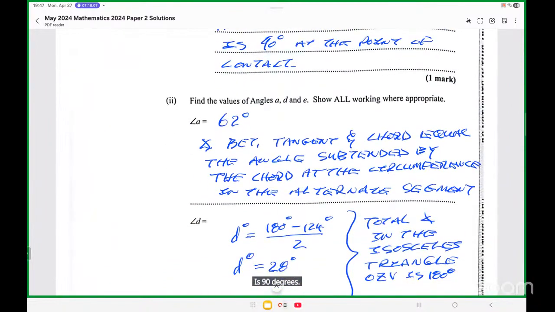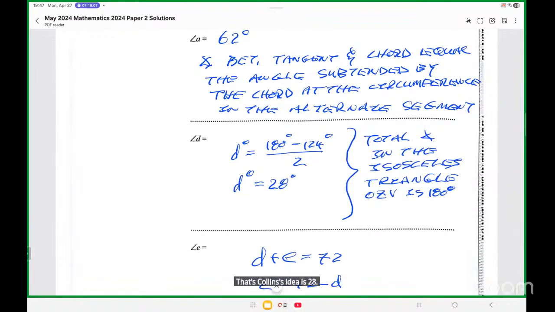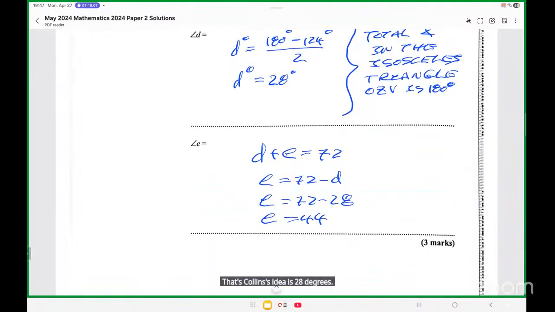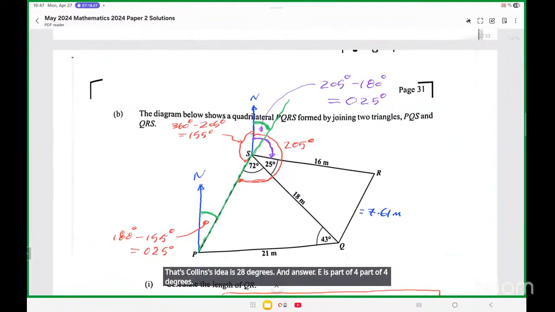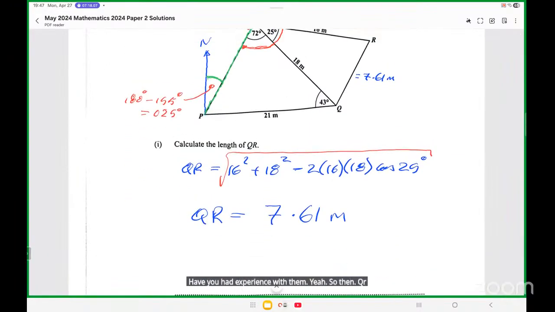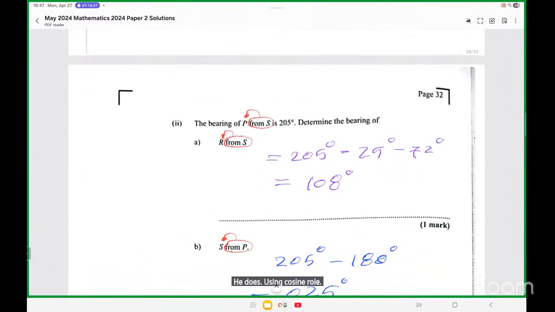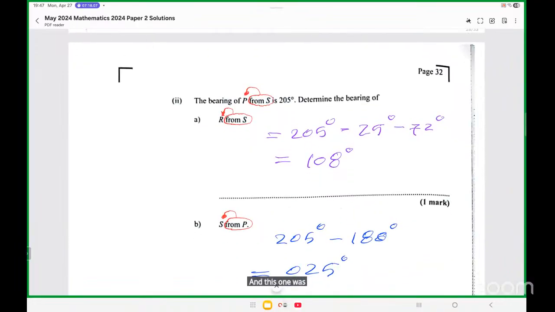Then answer these angles down. First answer there is 62 degrees. Next answer there is 28 degrees. Then answer E is 44 degrees. Then we have this bearings question. The actual length QR is 7.61 meters using the cosine rule. And this one was 108 degrees and 0.25 degrees for those bearings.